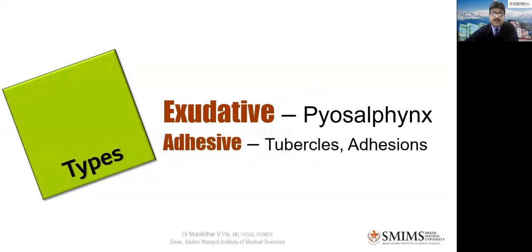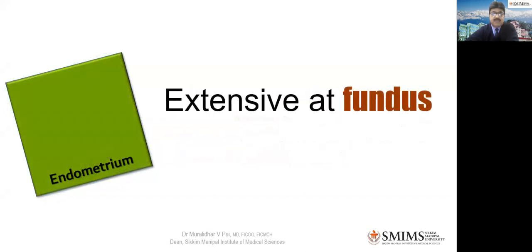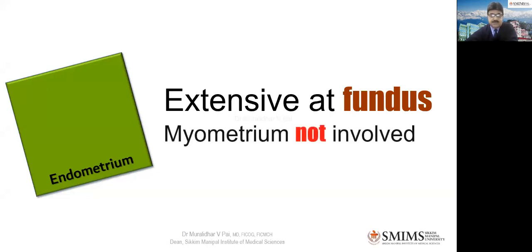Adhesive type may be tubercles or adhesions in the pelvis, in the uterus, as uterine synechiae, Asherman's what we call. In the endometrium, it is usually extensive at the fundus, naturally, because the spray is coming from the tubes, tubes being the commonest site of tuberculosis. And from there it comes to the fundus, usually from the cornual ends. So it is extensive at the fundus. So if you are doing an EB, you must curette the fundal region to get a good culture.